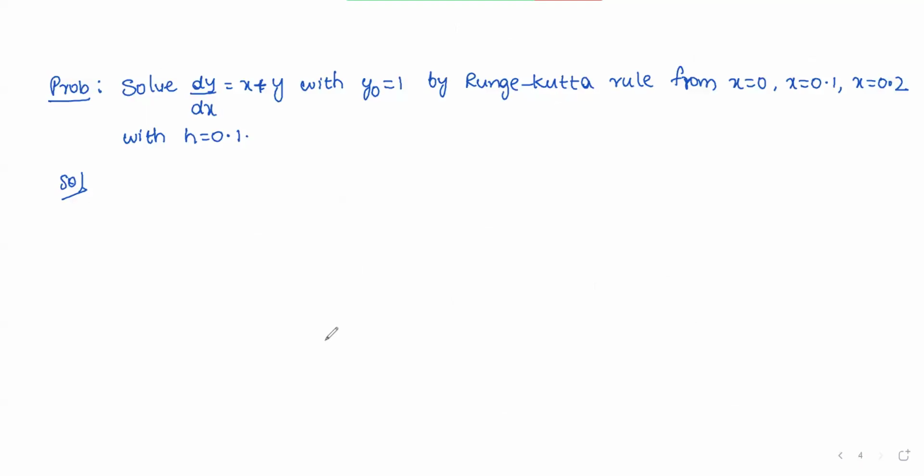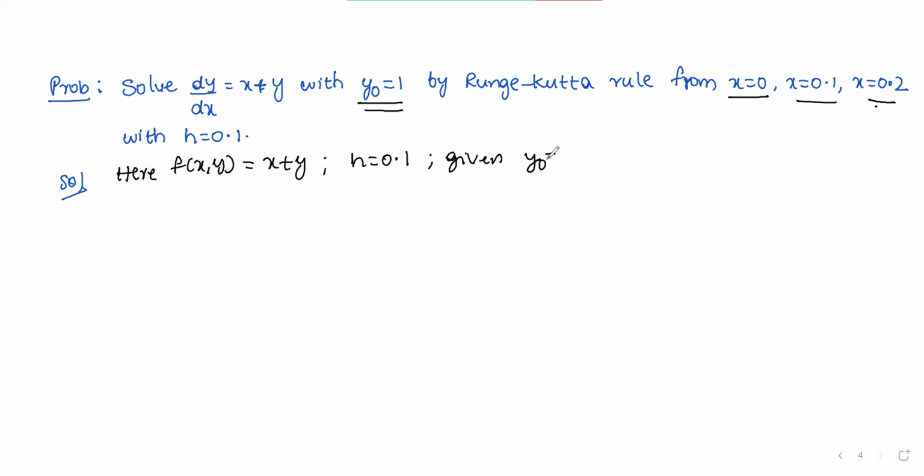And again one more problem. Solve dy by dx is equal to x plus y with y naught is equal to 1. This is the initial condition, by Runge Kutta method, from x is equal to 0, x is equal to 0.1 and x is equal to 0.2 with h is equal to 0.1. Here f of x comma y is equal to x plus y. And h value is already given. H is equal to 0.1 and given the initial condition y naught is equal to 1 when x naught is equal to 0. This is the x naught value.